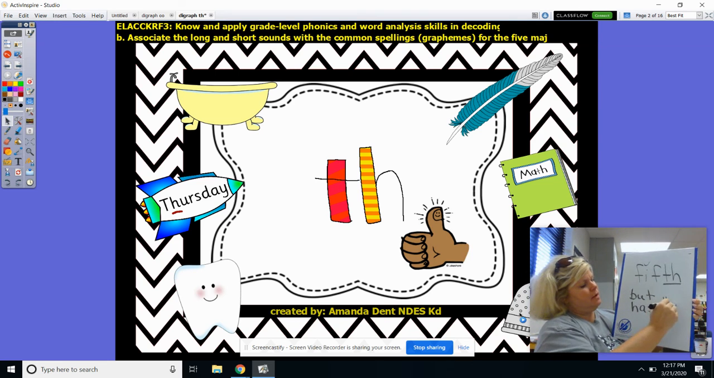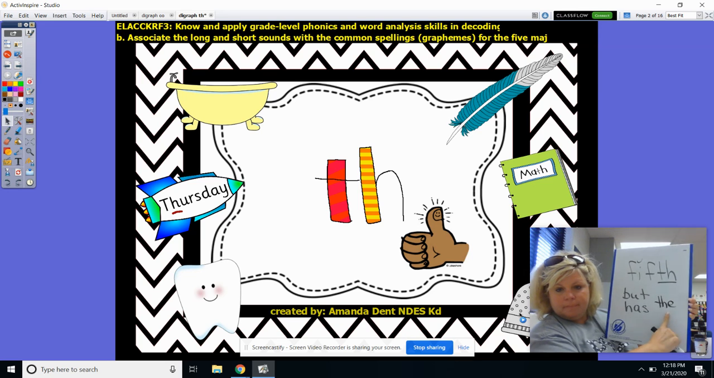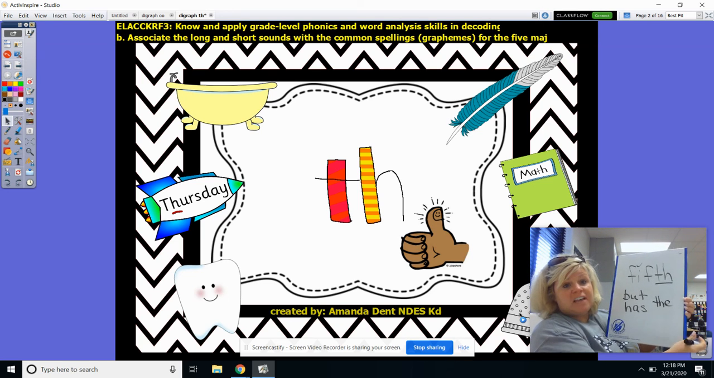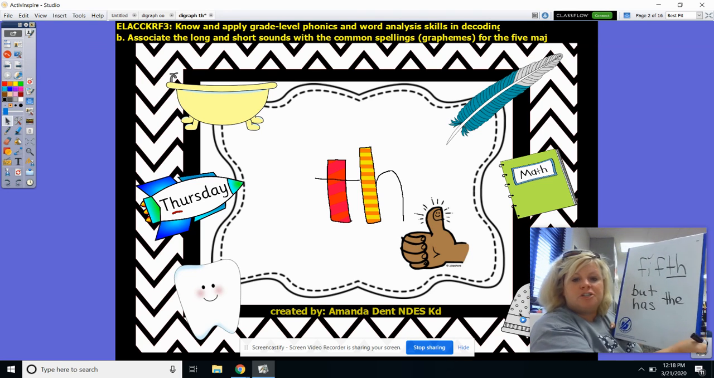And the computer is a fun way to learn when we are out for digital learning days.